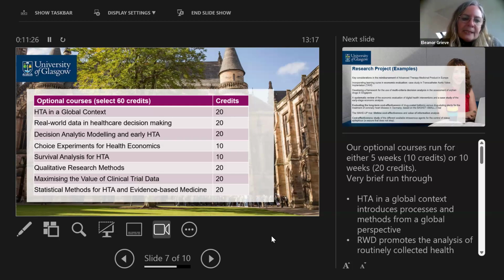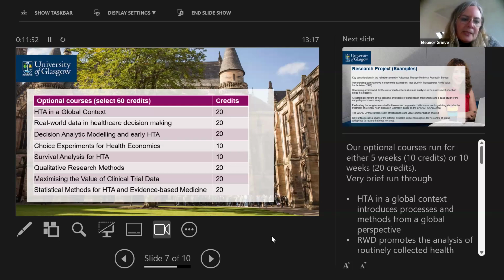Survival analysis. So again, if you're more interested in the sort of statistical side of things, looking at survival outcomes and using data to interrogate outcomes, and it doesn't need to just be survival at the end, but looking at outcomes over time.